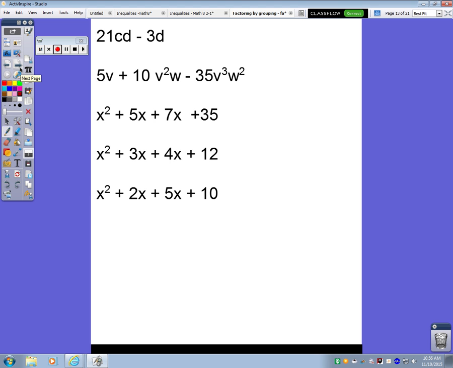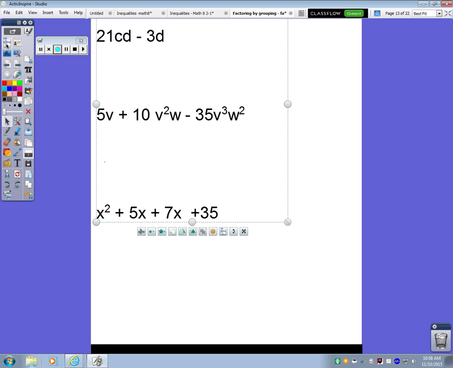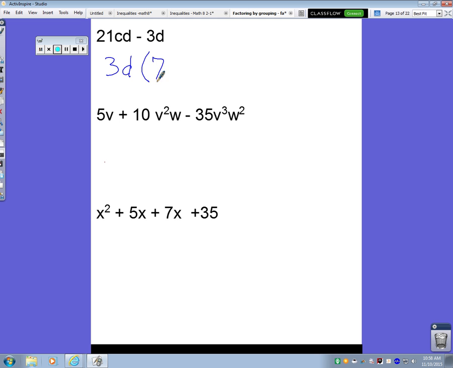Here you notice that we have several different examples. I moved some to another page so we'd have more room. This is a binomial, this is a trinomial, and this is a polynomial with 4 terms. On the binomial, we're going to use the method distributive property backwards, looking for just common factor. And in this case, it's 3d leaving 7c minus 1.